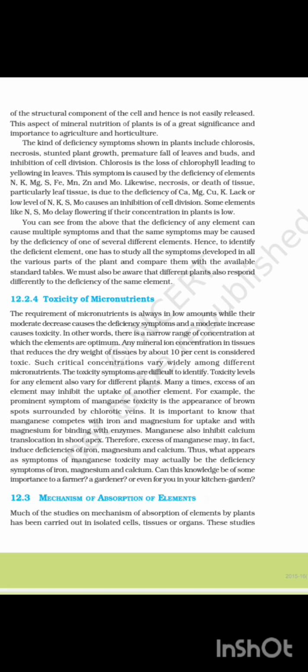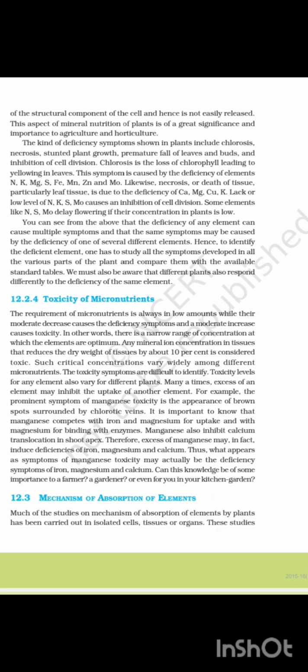Likewise, necrosis, or death of tissue, particularly leaf tissue, is due to deficiency of calcium, magnesium, copper, potassium. Lack or low level of nitrogen, potassium, sulfur causes an inhibition of cell division. Some elements like nitrogen, sulfur delay flowering if their concentration in the plant is low. You can see from the above that the deficiency of any element can cause multiple symptoms, and that the same symptom may be caused by the deficiency of one of several different elements.